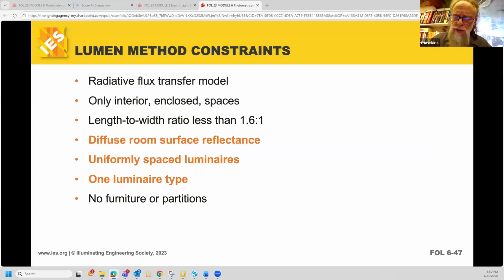There are limitations to the method, right? You're supposed to be within a 1.6 to 1 ratio of length to width. It assumes everything is tissue paper walls, right? Not mirrors or glass or any other kind of stuff, right? One luminaire type spread evenly throughout the space. But you could do it at your desk, right? Without a computer.